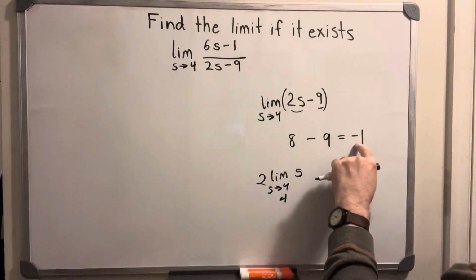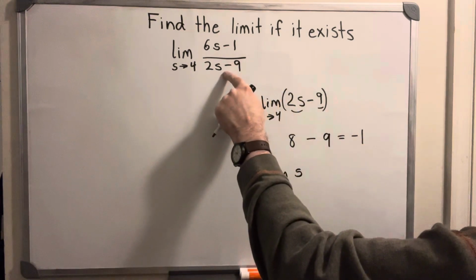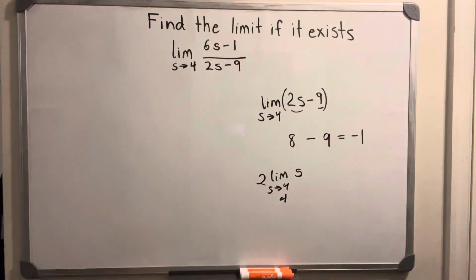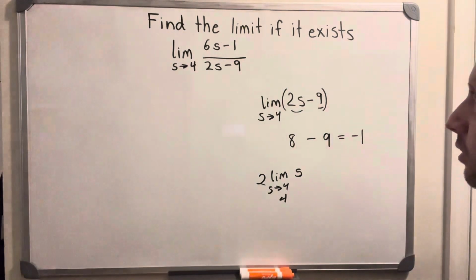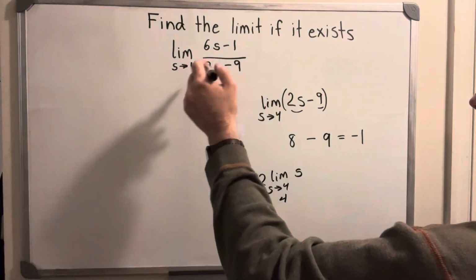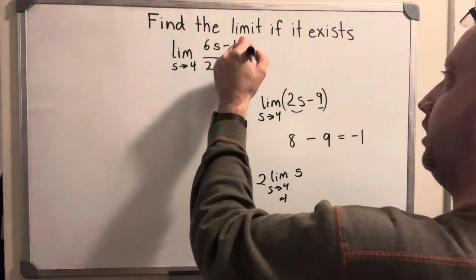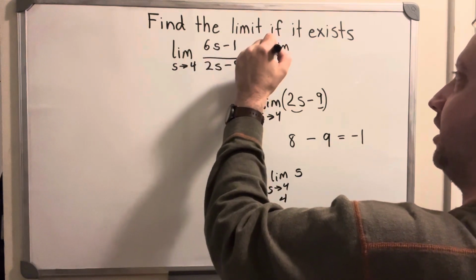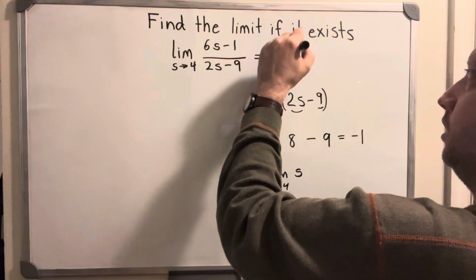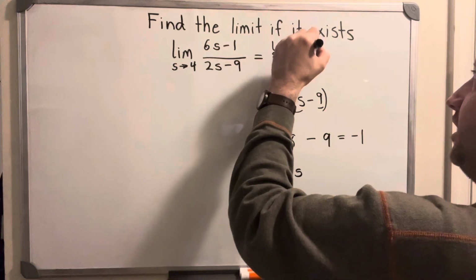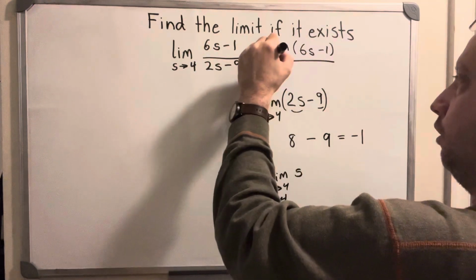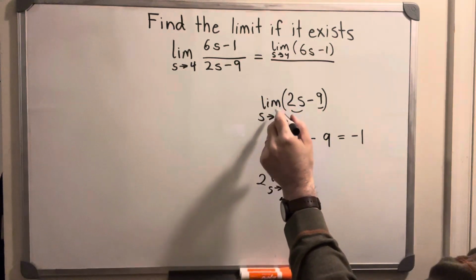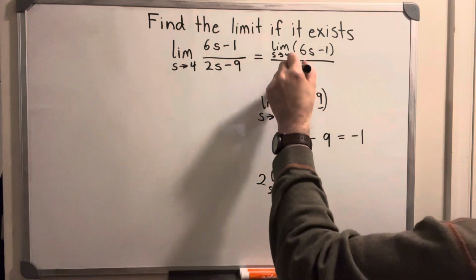And that's nice because it's not equal to 0, which means that we can apply the quotient limit theorem that we just spoke of. So we already know that this is going to be equal to the limit as s approaches 4 of 6s minus 1 over, and we just figured out that the limit as s approaches 4 of 2s minus 9 is -1.